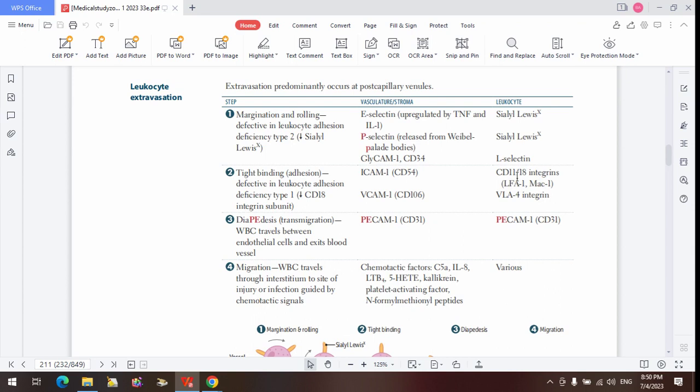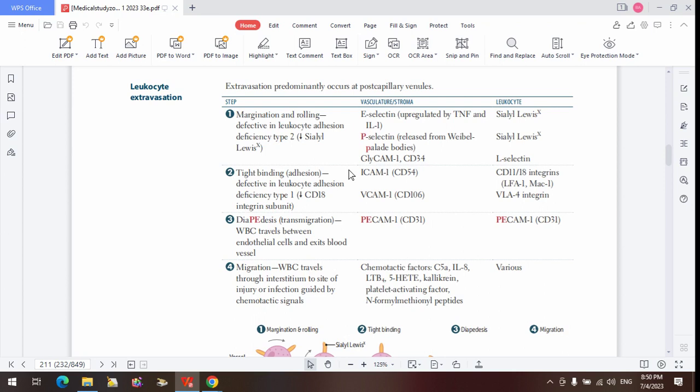While VCAM is for VLA4, LFA and MAC is ICAM. The clinical significance here is that when there's deficiency of CD18, remember that CD18 is common to both LFA and MAC. So that means there's no LFA and there's no MAC. There's no way they can interact with the ICAM, and there's no way they can tightly adhere to the endothelium. So the phase of extravasation that is problematic here is the tight binding, the adhesion, not margination or rolling, but adhesion.